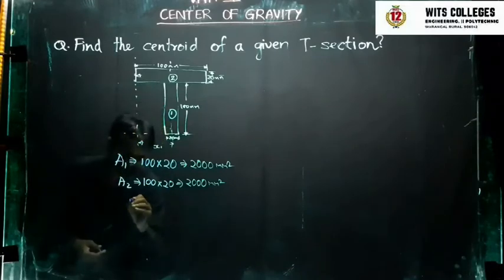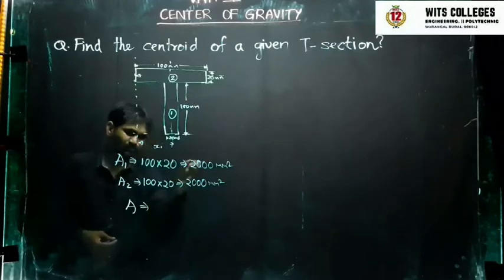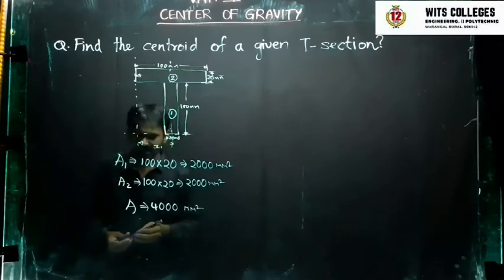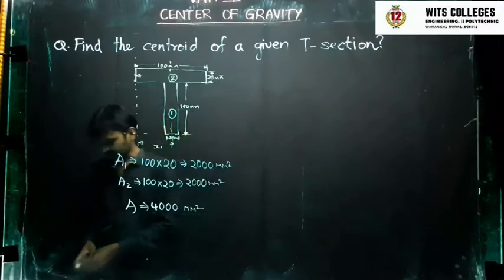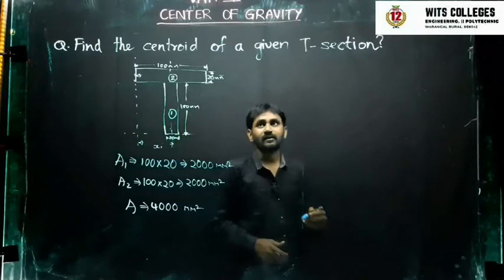Now let me find out capital A. What is capital A? A1 plus A2. So that is 2000 plus 2000. So that is 4000 mm square. Capital A is nothing but A1 plus A2. So I got 4000.